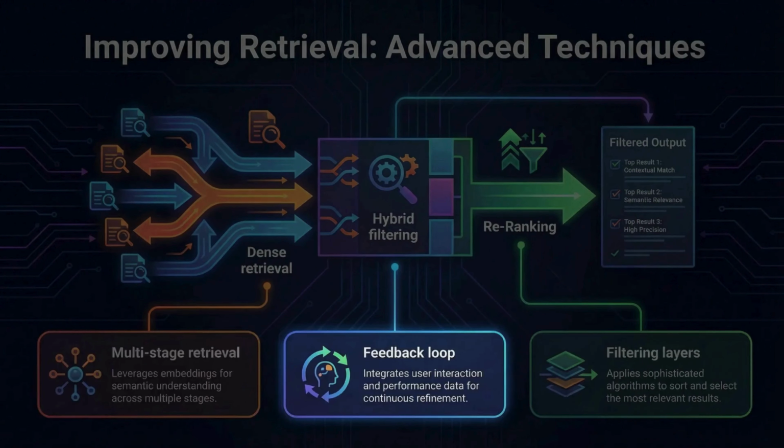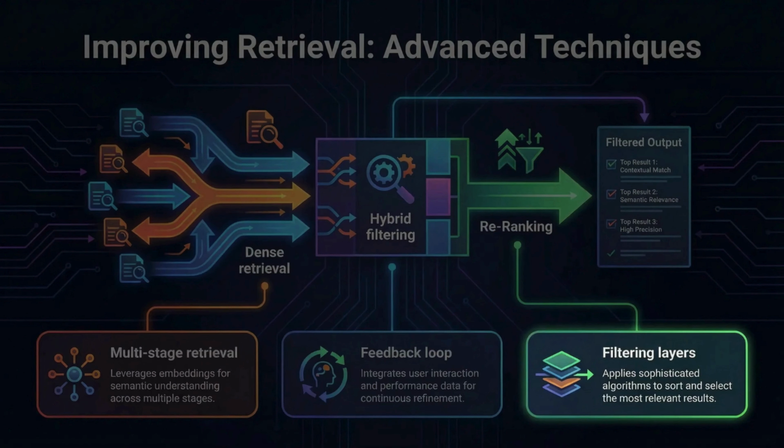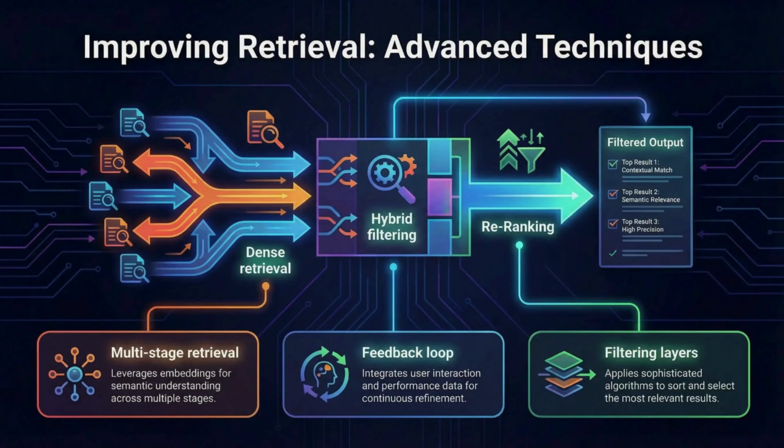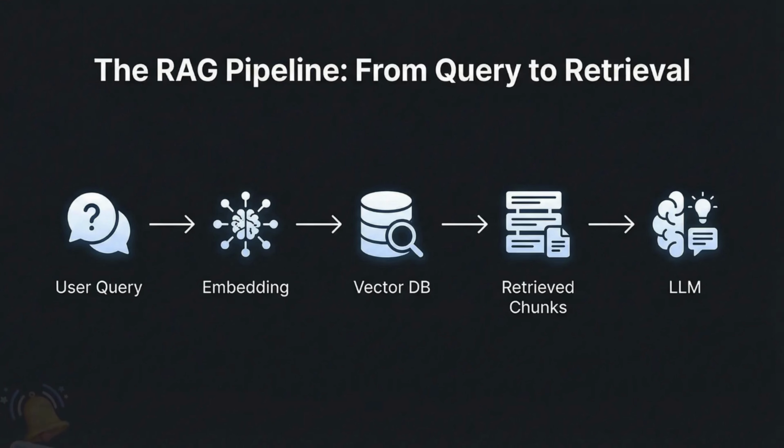This video focuses on a single question that determines whether a RAG system succeeds or fails. The question is, how do we choose the right context? Before we go deeper, let me briefly outline what we covered in the previous video. In the previous video, we built a basic RAG pipeline from the ground up.